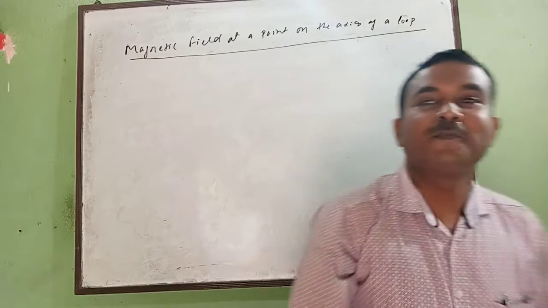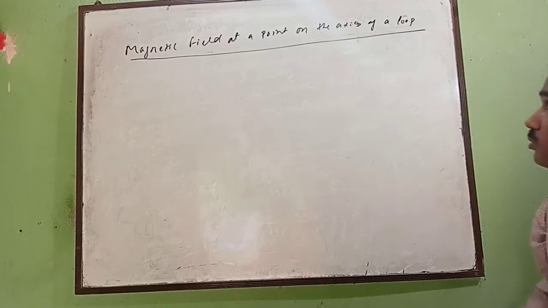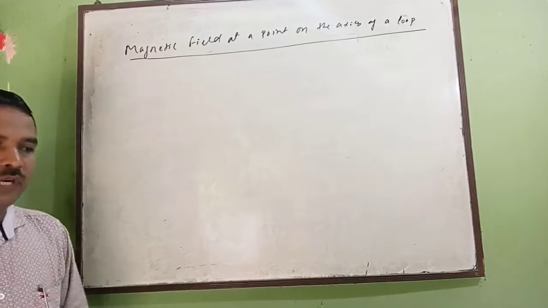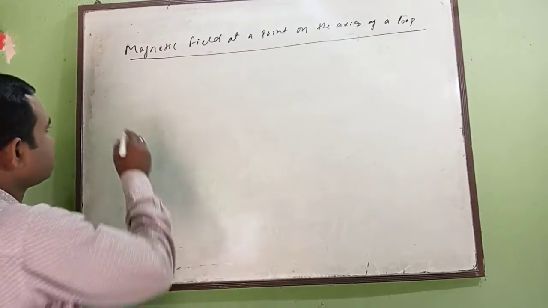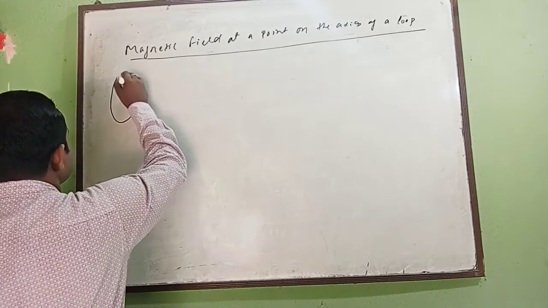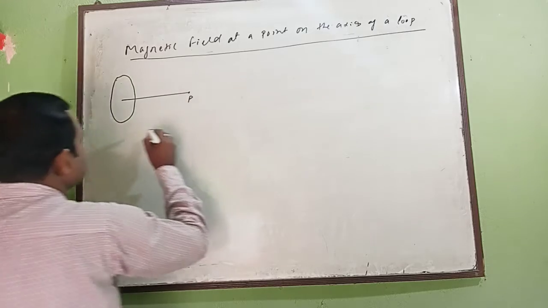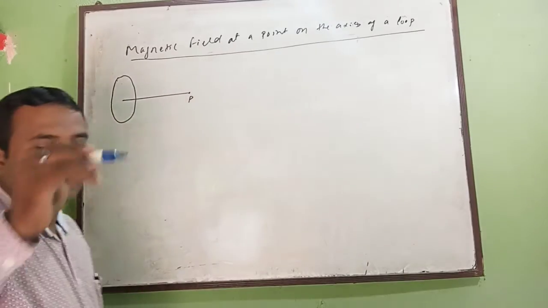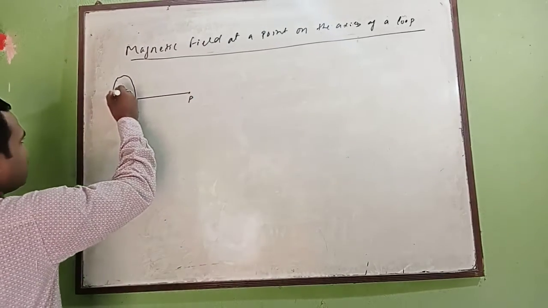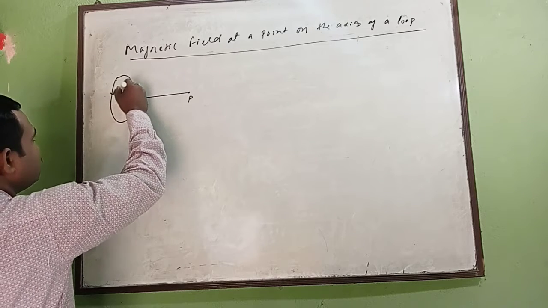Now we will discuss the magnetic field at a point on the axis of the loop. Loop means what? Whenever we make a circle, suppose that we have this circular form like that. Now suppose that P is a point, and here we can find the magnetic field. Why? Because whenever current flows through this loop.